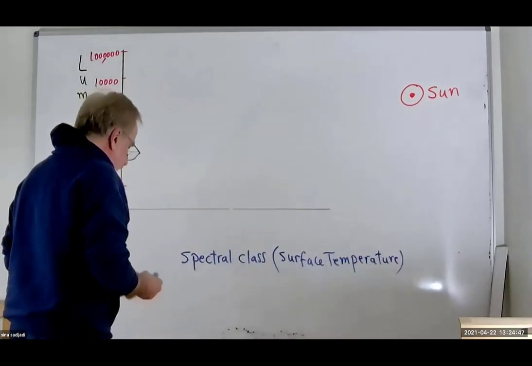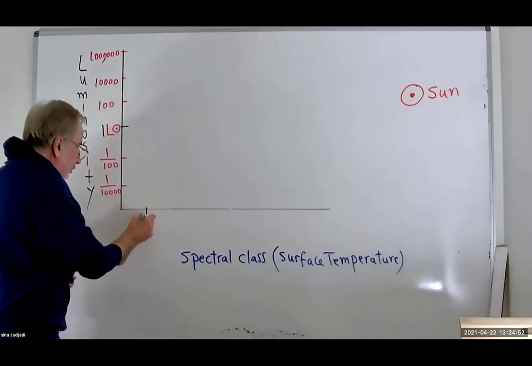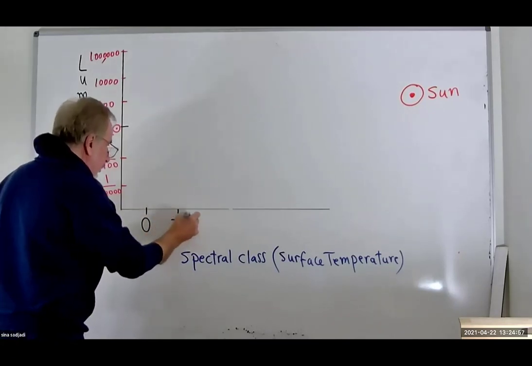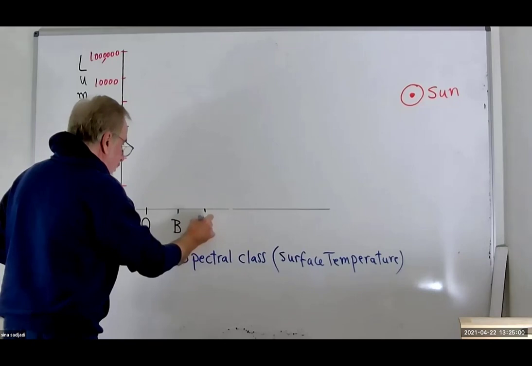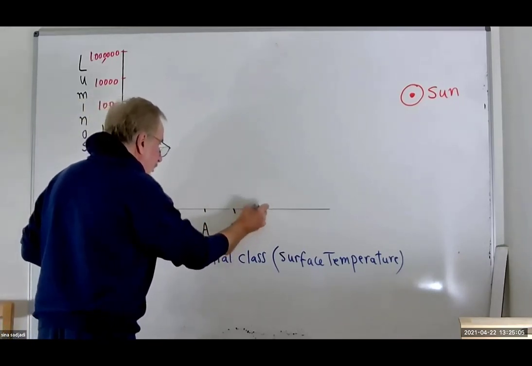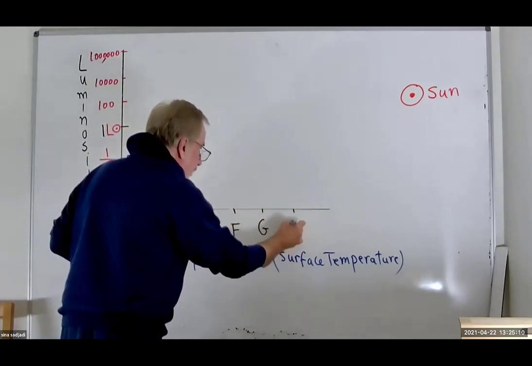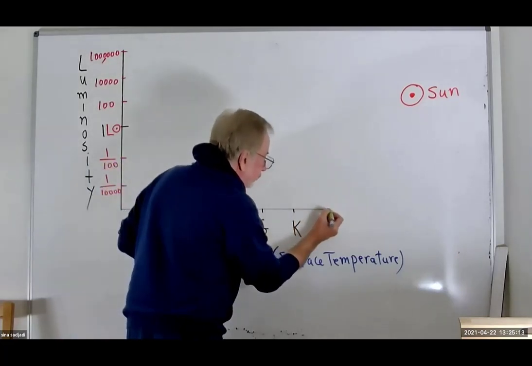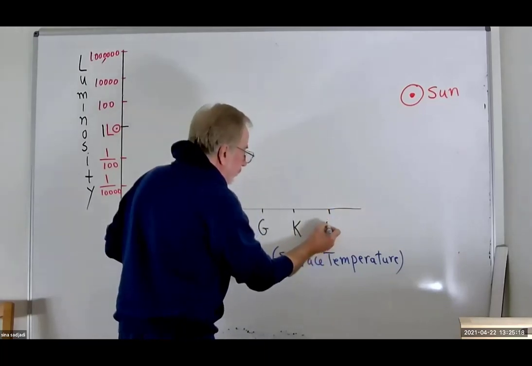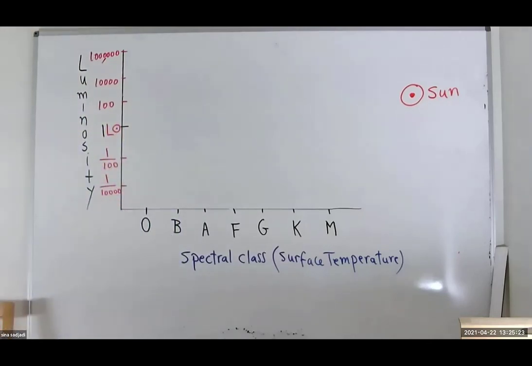Based on surface temperature. All right, so what do we got? We got the O's, B, A, F, G, K, M. Oh, be a fine girl and kiss me.